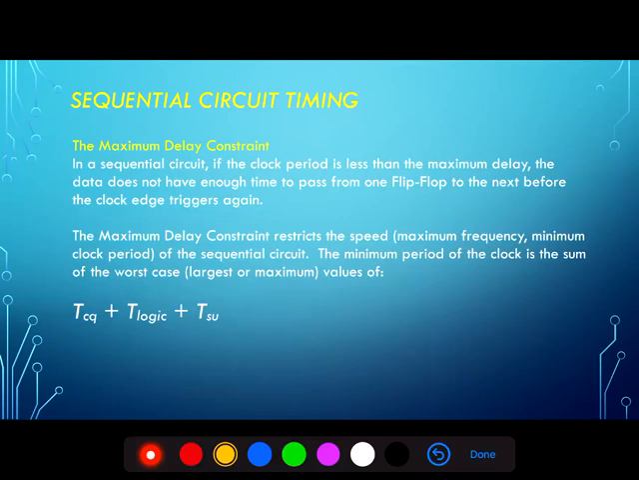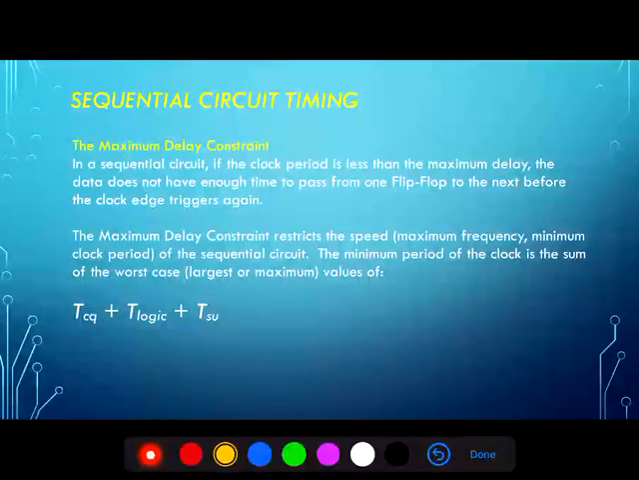The maximum delay constraint is one of two primary constraints that we consider in designing sequential circuits. In a sequential circuit, if the clock period is less than this maximum delay, signals don't have a chance to propagate and become stable in the circuit before the clock triggers again. This leads to unknown or metastable outputs and general errors in our sequential circuit designs. So this maximum delay constraint ultimately restricts the maximum clock frequency as well as the minimum clock period of the sequential circuit. In other words, it restricts how fast we can go.